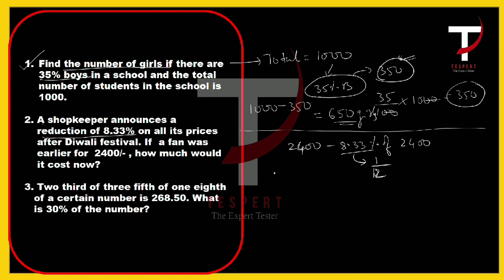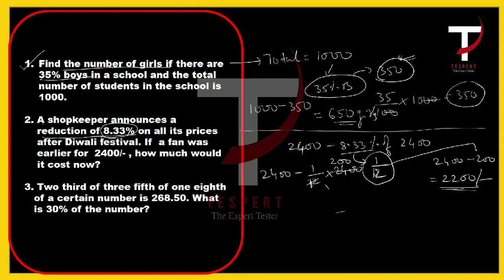So 2400 minus 1 by 12 of 2400, which is equal to 200. So 2400 minus 200 discount is equal to 2200. So the final price of the fan after this 8.33% discount is 2200. This is the final price, right? So 8.33%, which is 1 by 12, means 200 in this case.